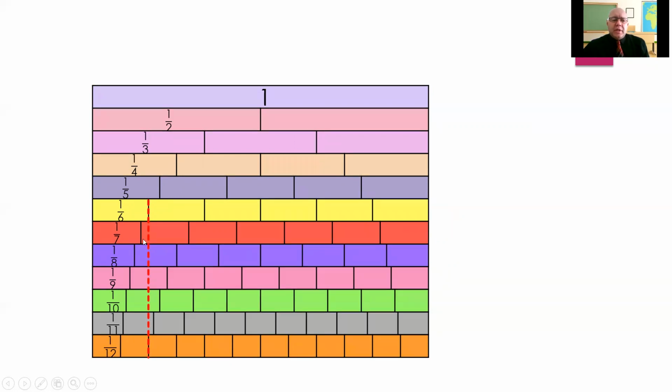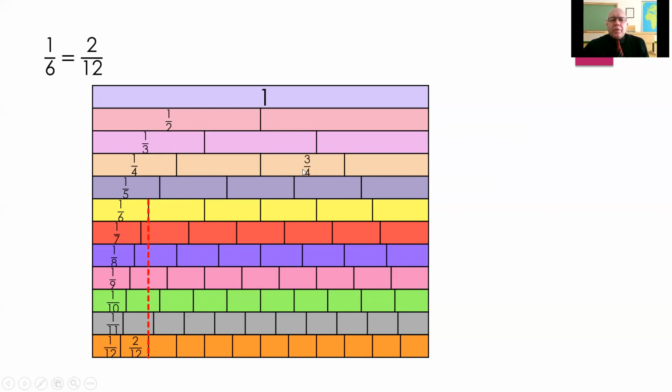So if we look at this dotted line here, you can see we've put the dotted line at 1/6, and if we follow it down, we can see it crosses this line here as well at the bottom, and it shows us 1, 2 twelfths. So 2 twelfths is equivalent to 1/6. They're the same. Okay, so 1/6 is equivalent to 2 twelfths.